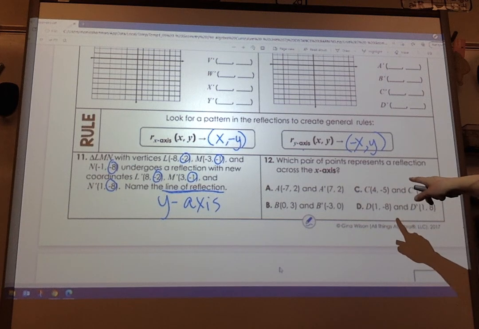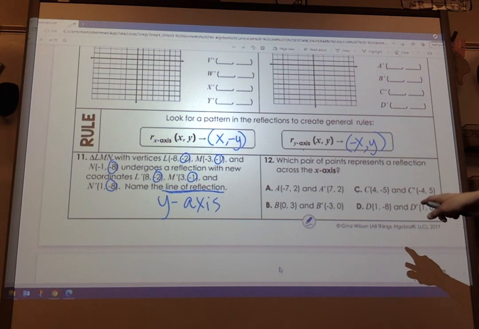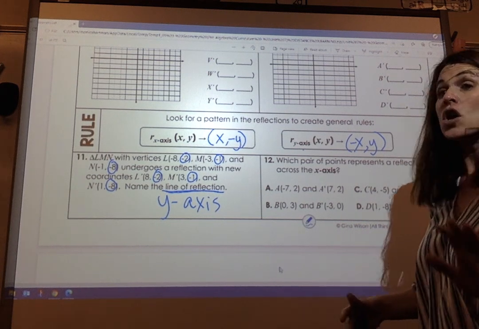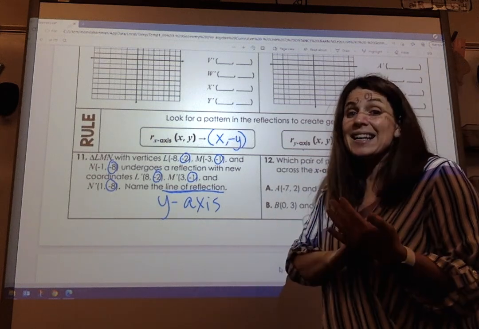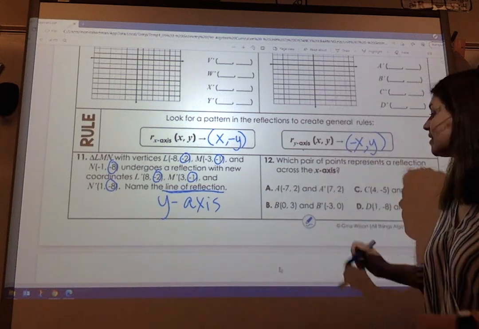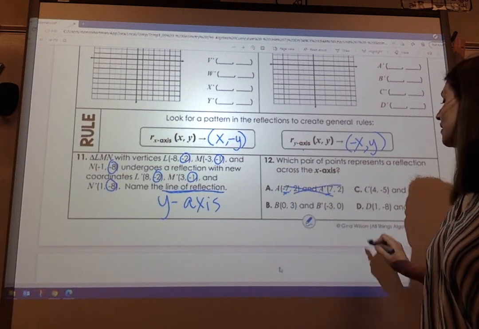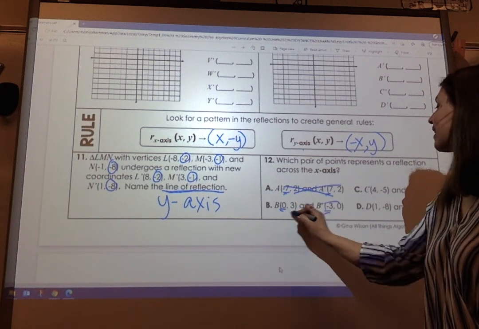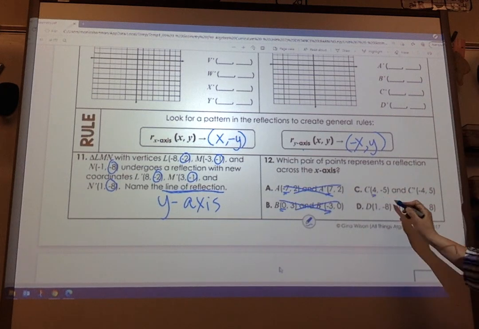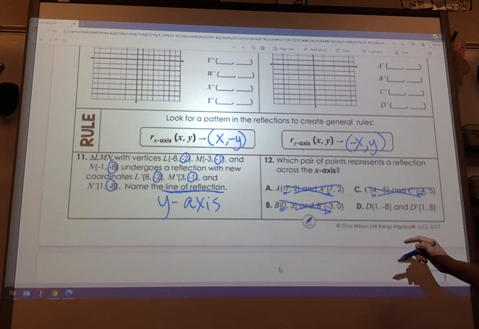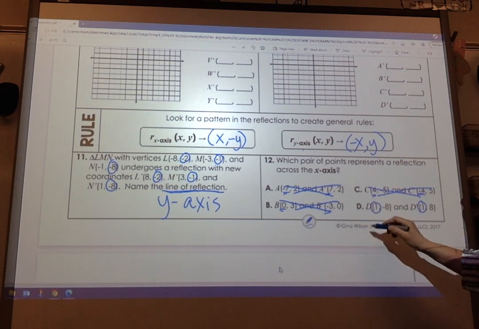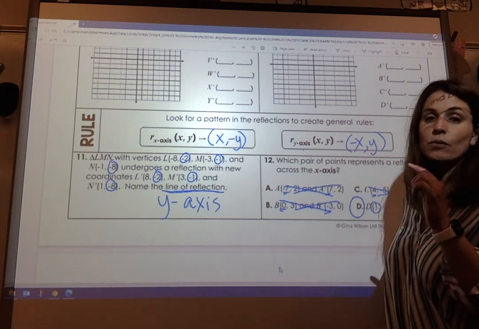Over here, it says which pair of points represents a reflection across the x-axis. So if it's a reflection across the x-axis, my x value stays the same. Well, that doesn't stay the same. 0, -3, that doesn't stay the same. 4, -4, that doesn't stay the same. 1 and 1, my x value remains the same. D would be my answer.